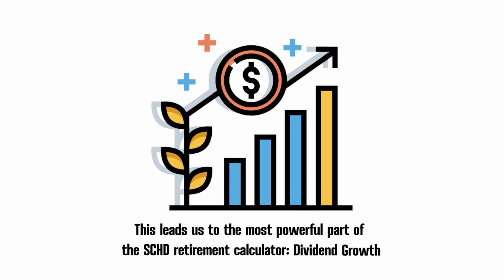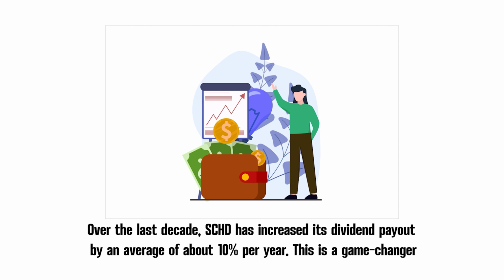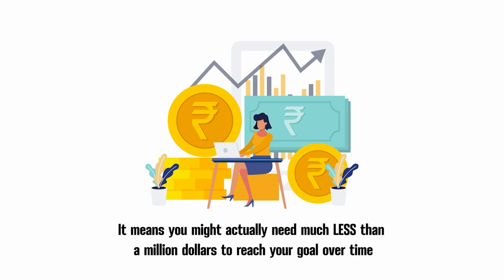This leads us to the most powerful part of the SCHD retirement calculator, dividend growth. Over the last decade, SCHD has increased its dividend payout by an average of about 10% per year. This is a game changer. It means you might actually need much less than $1 million to reach your goal over time.